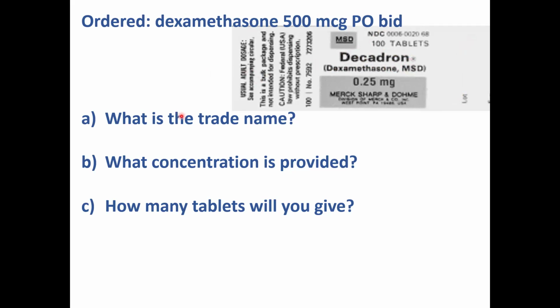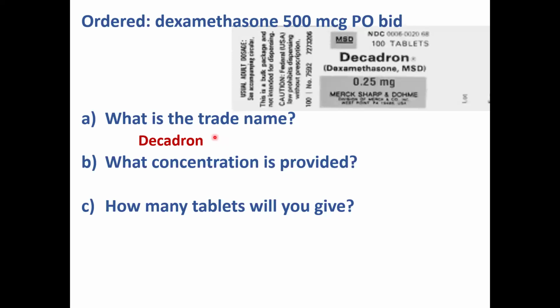Part A wants to know what is the trade name. Okay, so there is a name difference. We saw that already. When you're looking at your label, the one that's big and bold, usually listed first, has that little registered trademark symbol behind it. That is the trade name. The one that's lowercase in parentheses, not as big and bold, is the generic name. So part A, what is the trade name? The answer is Decadron.